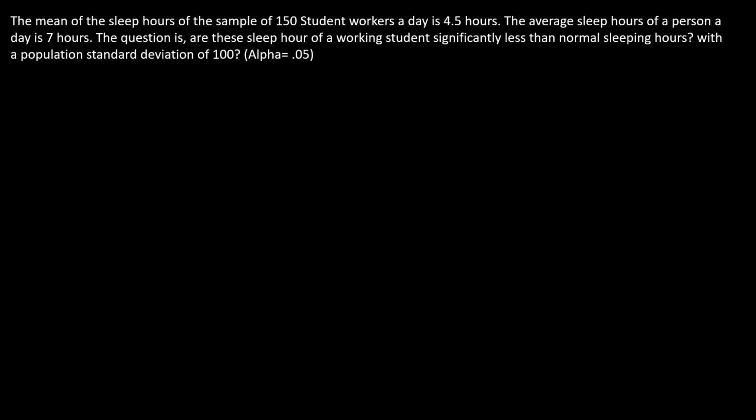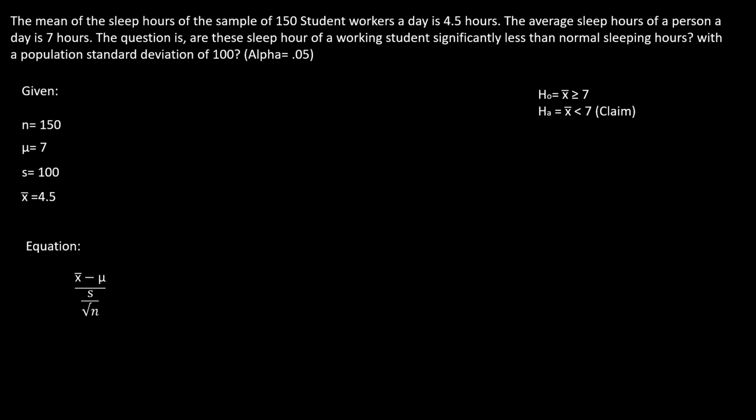The mean of the sleep hours of a sample of 150 student workers a day is 4.5 hours. The average sleep hours of a person a day is 7 hours. The question is, are the sleep hours of a working student significantly less than normal sleeping hours? The population standard deviation is 100 and the level of significance is 0.05. For the given, we have a sample of 150, a mean of 7, standard deviation of 100, and a sample mean of 4.5. Our null hypothesis would be the mean is greater than or equal to 7, and our alternative hypothesis or claim is the mean is less than 7.